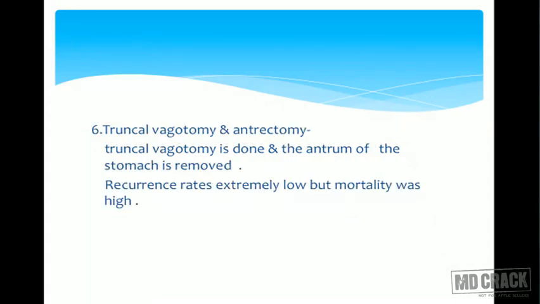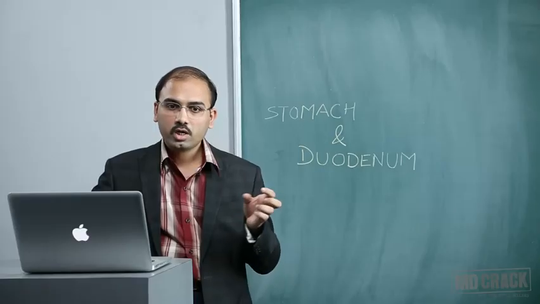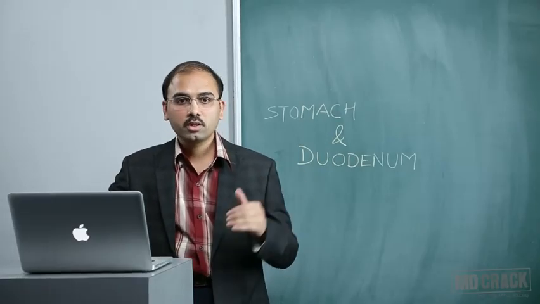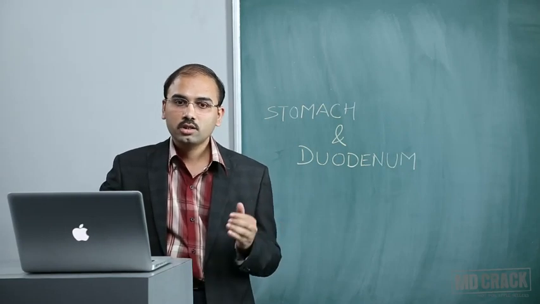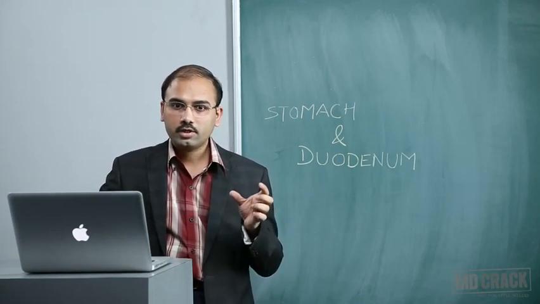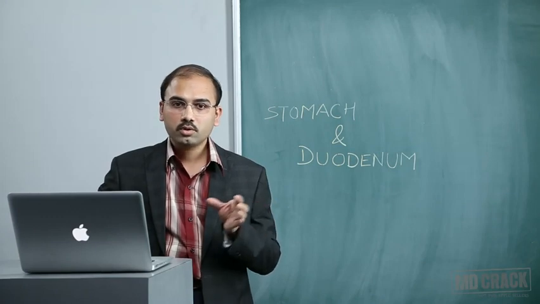Next, we have the truncal vagotomy and antrectomy. So truncal vagotomy is done and the antrum of the stomach is removed. Recurrence rates are extremely low, but mortality was high. So if you were asked a question, which surgery among these has the least recurrence rate, then the answer should be truncal vagotomy and antrectomy, even though this surgery may not be done nowadays.